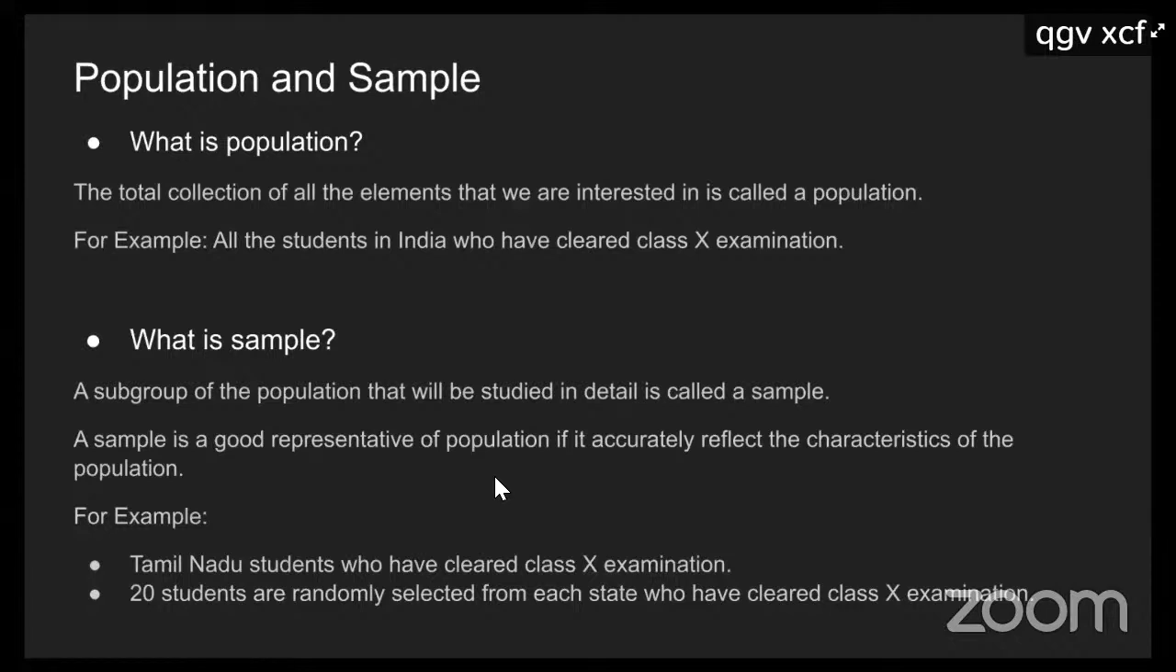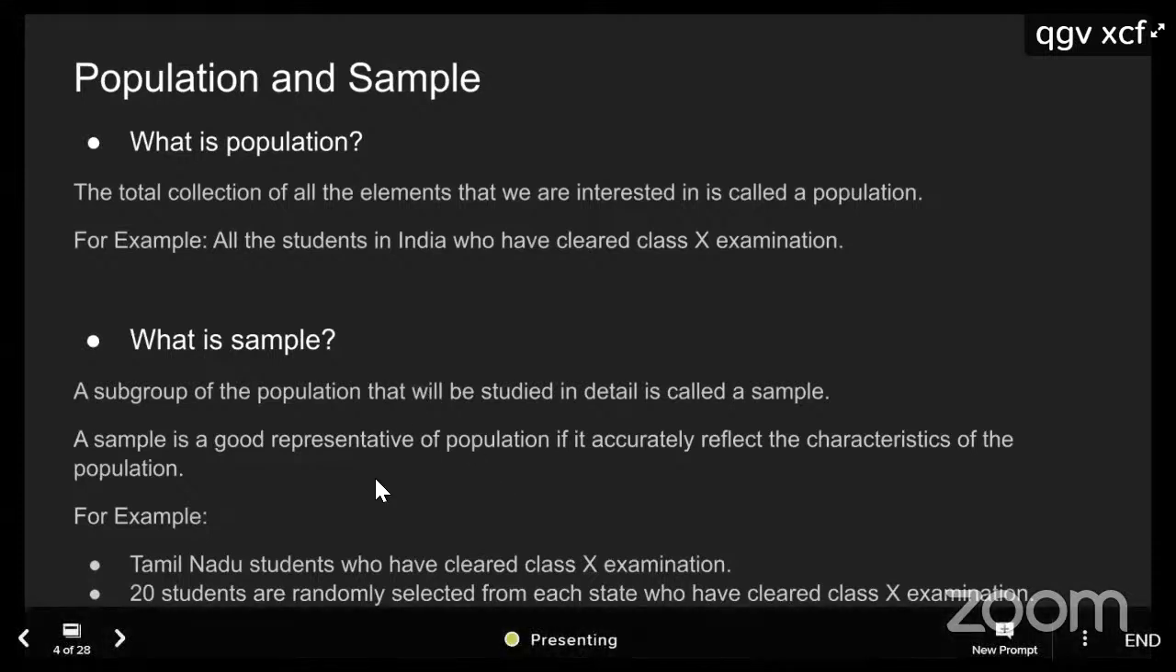Good representative means suppose you want to do a study on all the students of India, but you collect this sample only from South India, then this is not a good representative of that population. Suppose you collect this sample throughout India, that will be a good representative. Got it? Is it clear to everyone? Yes, sir. Okay, next.